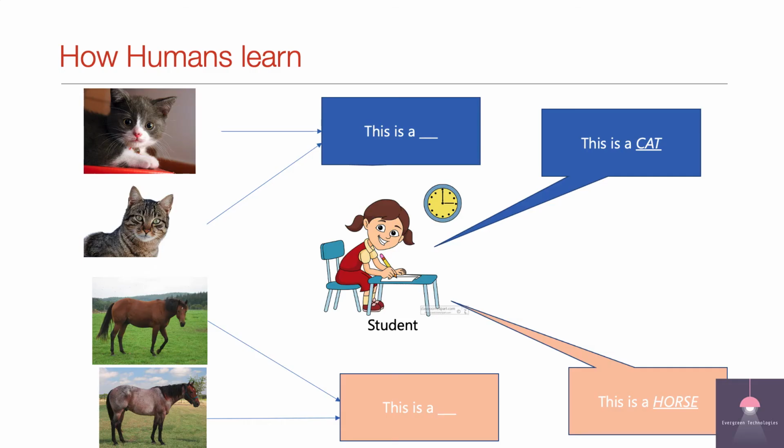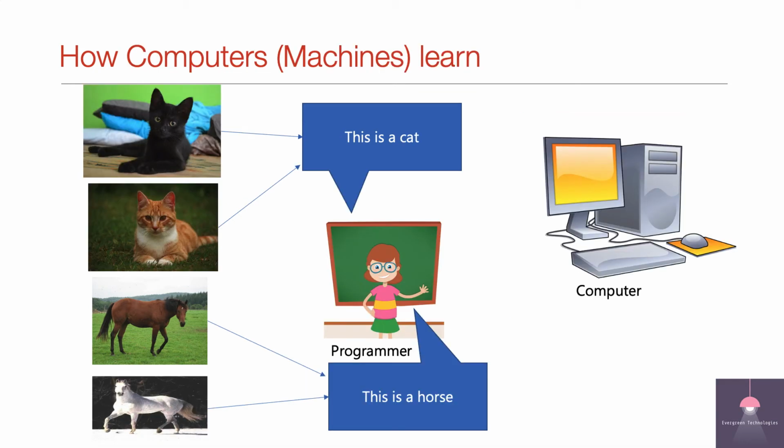Okay, now let's compare this with machine learning, where computers are the students and programmers are the teachers. So here is an example of how computers learn. I'm taking the exact same example. The only difference is that the teacher is a programmer who is programming the computers, and the student is the computer itself. Here again, a programmer is showing the pictures of cats and horses, and also giving them labels, telling them this is a picture of a cat, this is a picture of a horse, and sending this data to the computer.